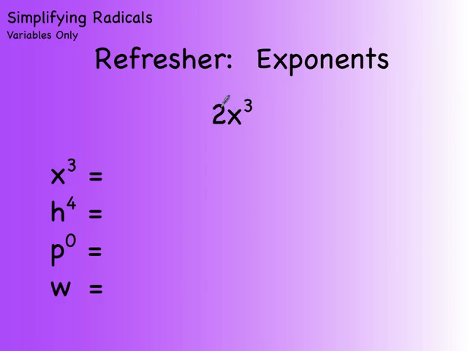So right here we have a term. And we know we have a term because there are no adding or subtracting signs, which is usually how terms are separated. And there are three parts to this term. The first part, the 2, is the coefficient. That's the number in front of the variable. Our variable is the letter in the problem, and that's the thing that can change every time. And the last part is the exponent.